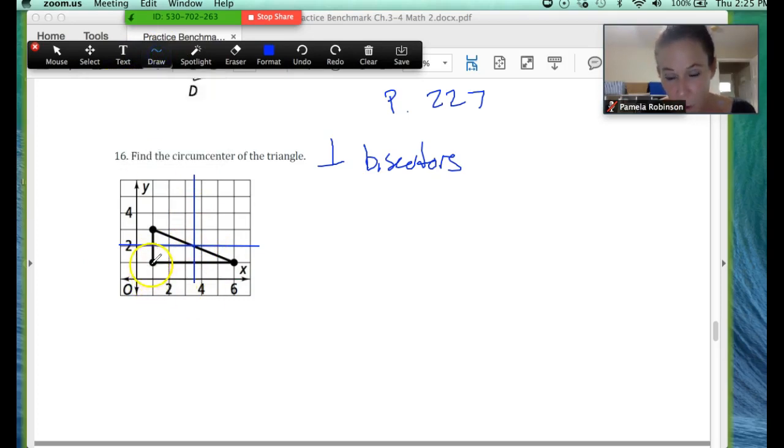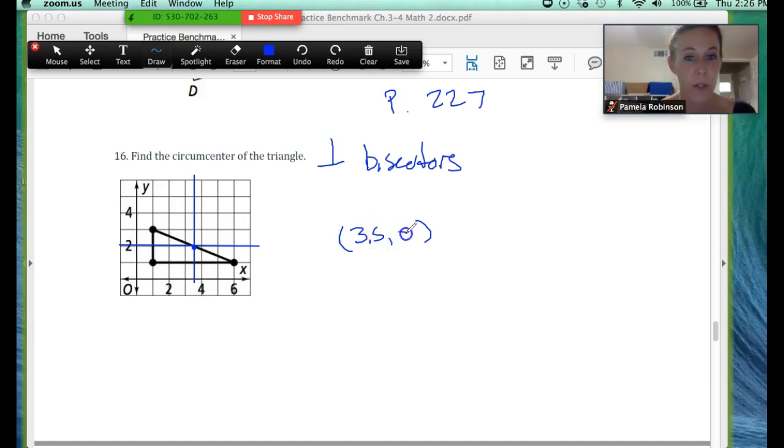Okay, so let's figure out what this point is right there. That is the circumcenter. So let's write that point. That point is over 1, 2, 3.5. It's over 3.5, and up 1, 2.